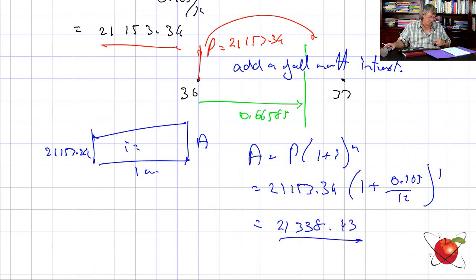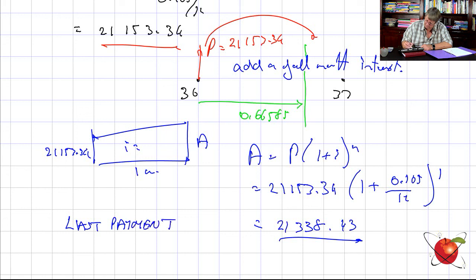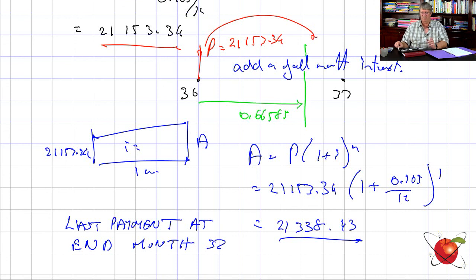Okay. You can check that one for me. I'm pretty sure I'm right because I did it there. Oh, okay. I know what I did. I used 0.015, which is incorrect interest. It's 21,338.43. That is what I actually have to pay at the end. So this is going to be my last payment at the end of month 37. So I pay 32s all the way, and then the last bit is I pay that.